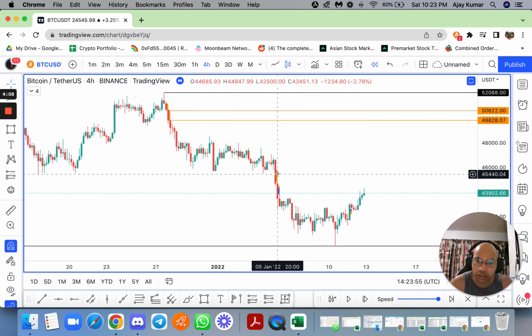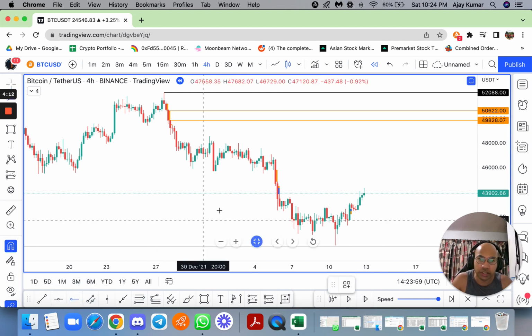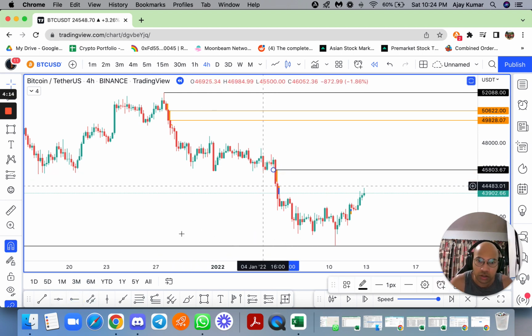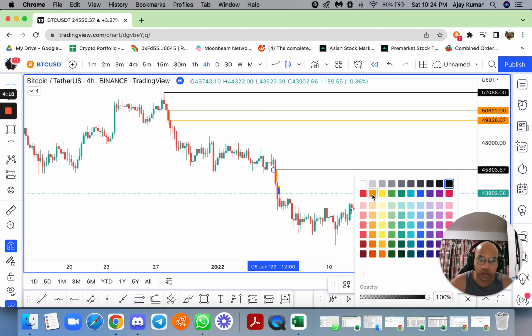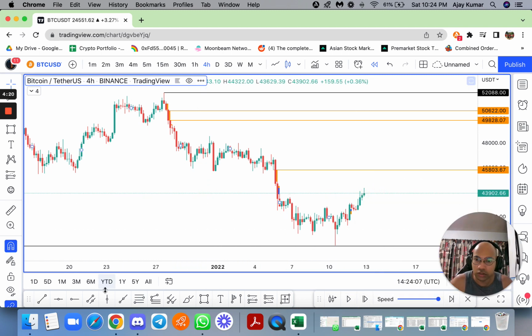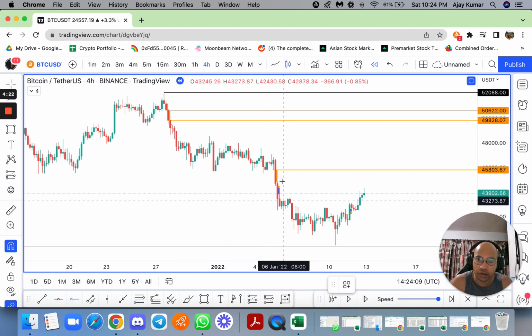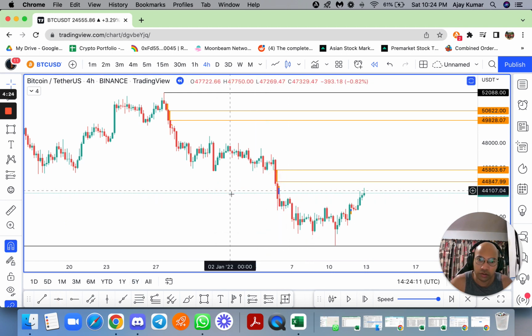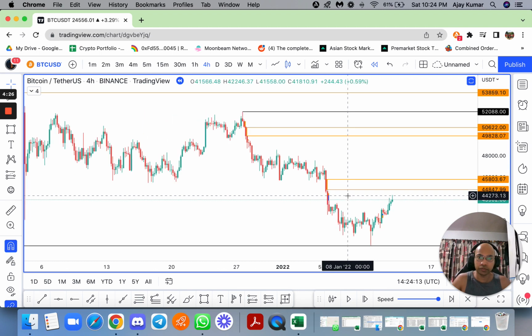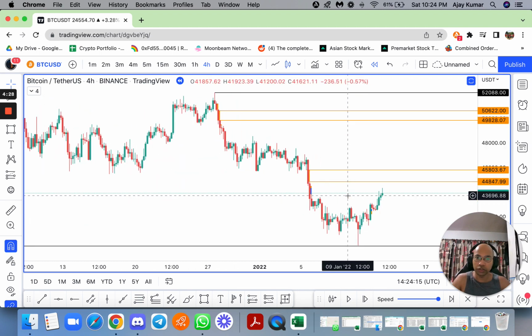If you can see, this orange thing denotes the fair value gap. It's an indicator that I use, an indicator from Ansh. The fair value gap has been marked on the 4 hour chart.